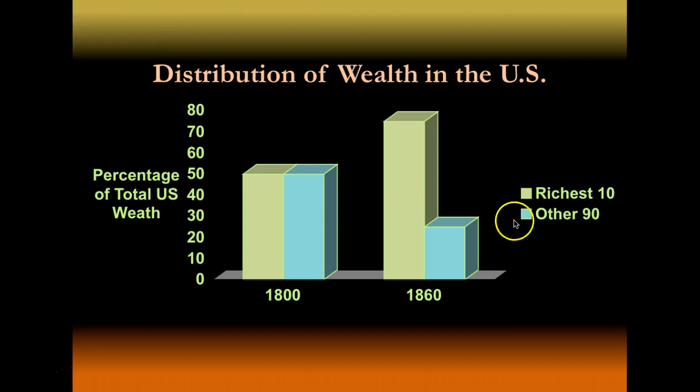However, if you look at 60 years later in 1860, the richest 10% now has 8 out of the $10, and the other 90% only has $2. So it's become even more unequal. And this is the wealth in the United States in that 60-year period.